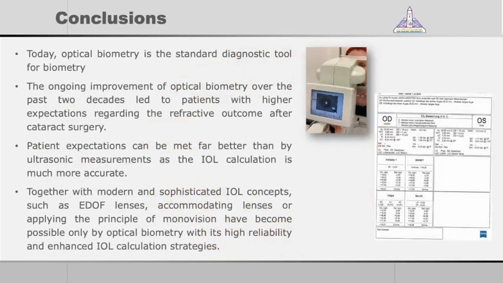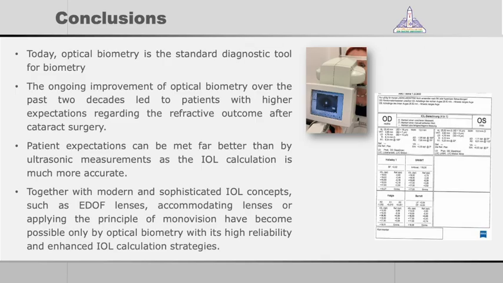In conclusion, today, optical biometry is regarded as standard diagnostic tool and essential basis for IOL calculation prior to cataract surgery. It's an indispensable part of ophthalmology. It has fundamentally revolutionized cataract surgery. However, the ongoing improvement of optical biometry over the past 2 decades led to patients with higher expectations regarding the refractive outcome after cataract surgery.